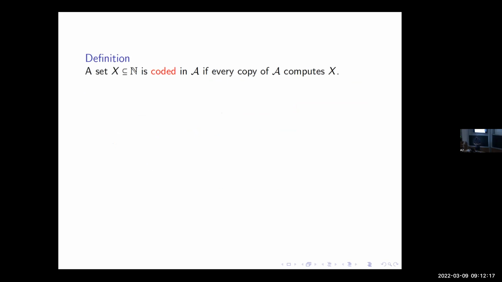We've got a set of natural numbers x, which you can think of as essentially the same as a binary string. And we say that it's coded in a structure A if every copy of the structure A computes x. In the general definition on the previous slide, we said that every copy of A should compute a copy of x. Here, there's really only one copy of x. It's just a set. So A codes the set. No matter what presentation of A you look at, you always have the information x inside of it.